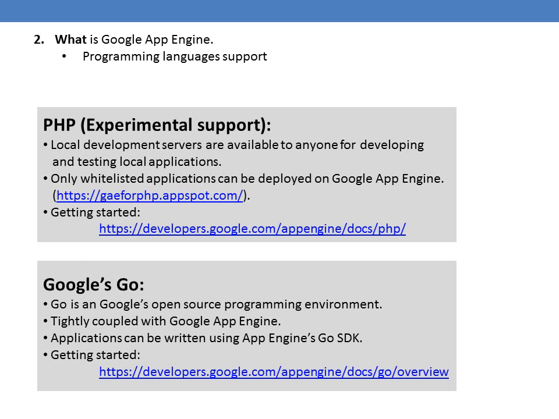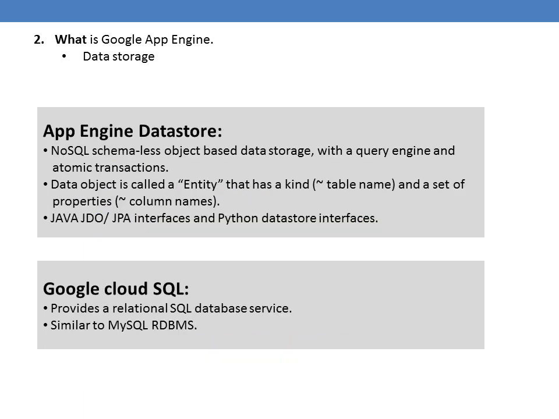Local development servers are available to anyone for developing and testing local applications. Only whitelisted applications can be deployed on Google App Engine. So getting started by this URL. Google's Go: Go is a Google open source programming environment tightly coupled with Google App Engine. So applications can be written using the App Engine Go SDK, software development kit. Getting started by this URL.